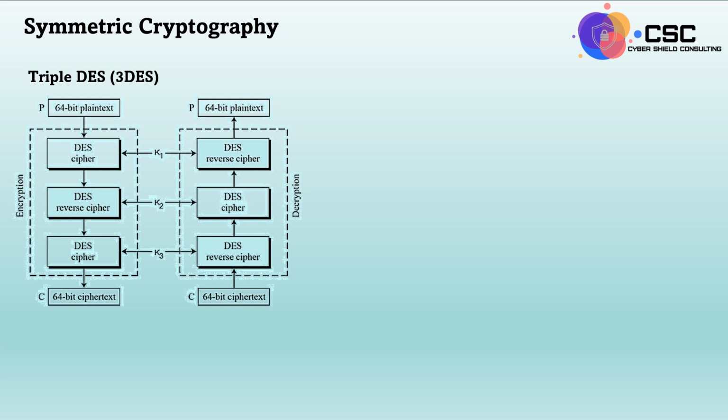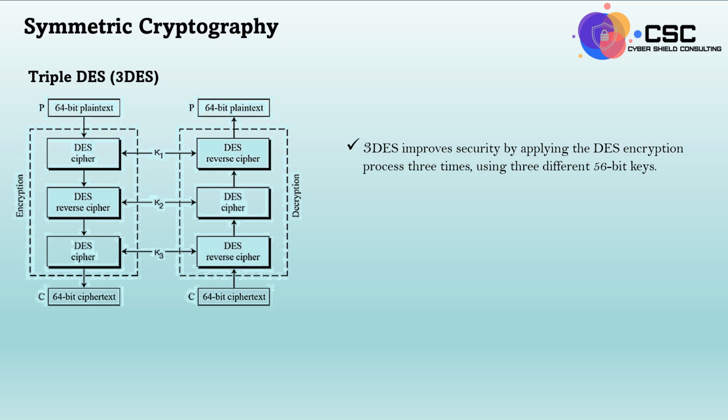This led to the development of triple DES or 3DES. Rather than using a single 56-bit key, 3DES improves security by applying the DES encryption process 3 times using 3 different 56-bit keys. Here's how 3DES encryption works.